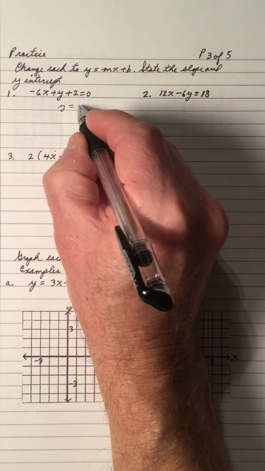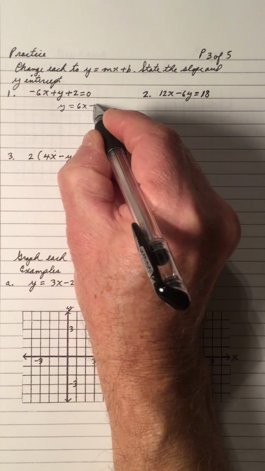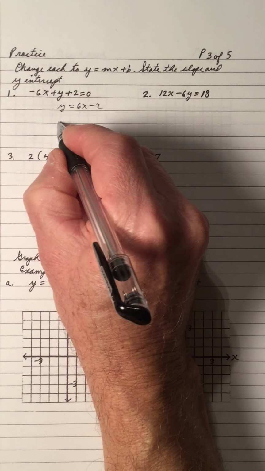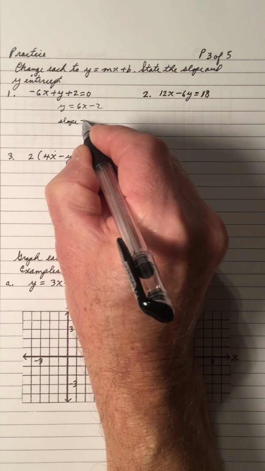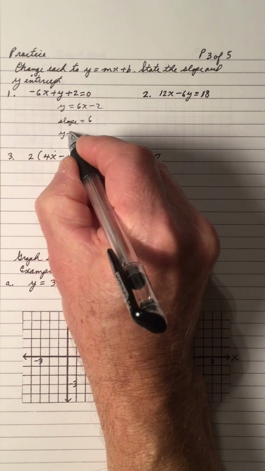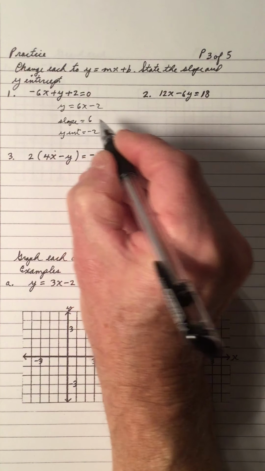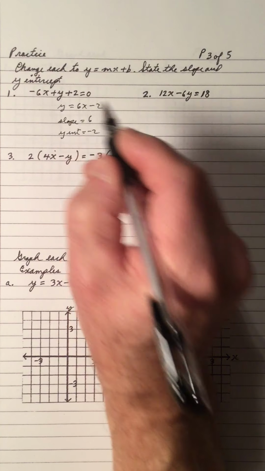Y equals 6x minus 2, and the slope is the m, so the slope is 6, and the y-intercept is the negative 2. That's your m, that's your b.